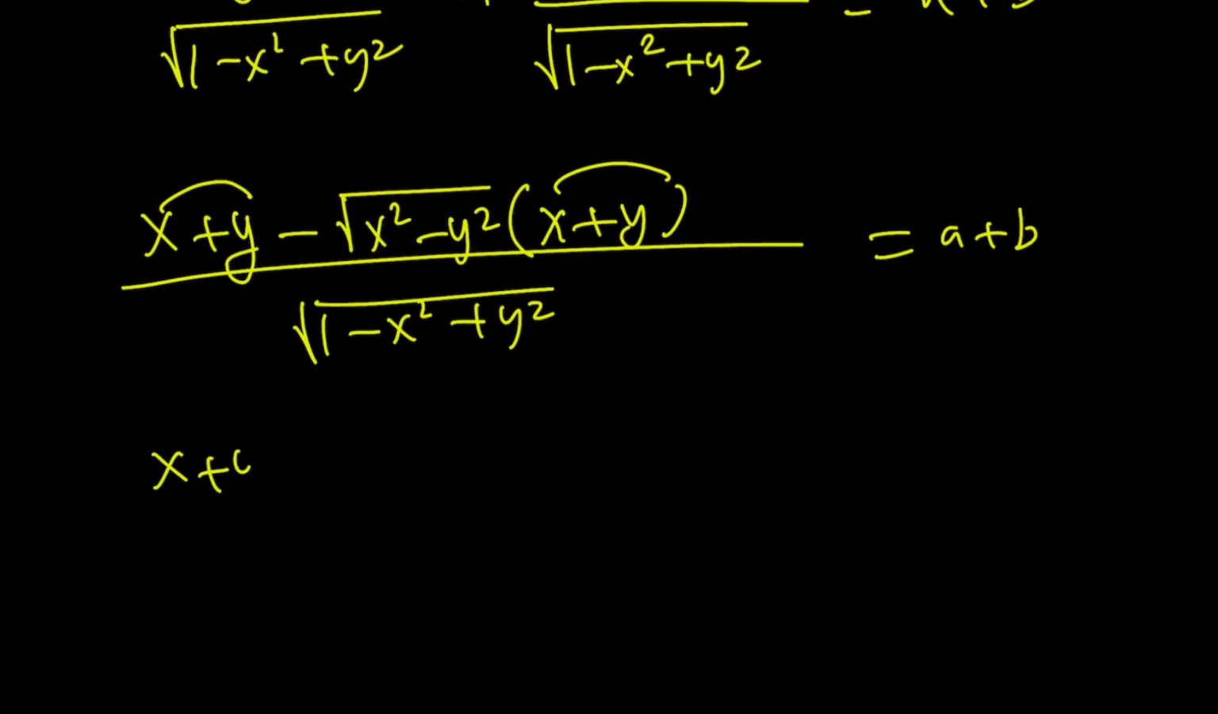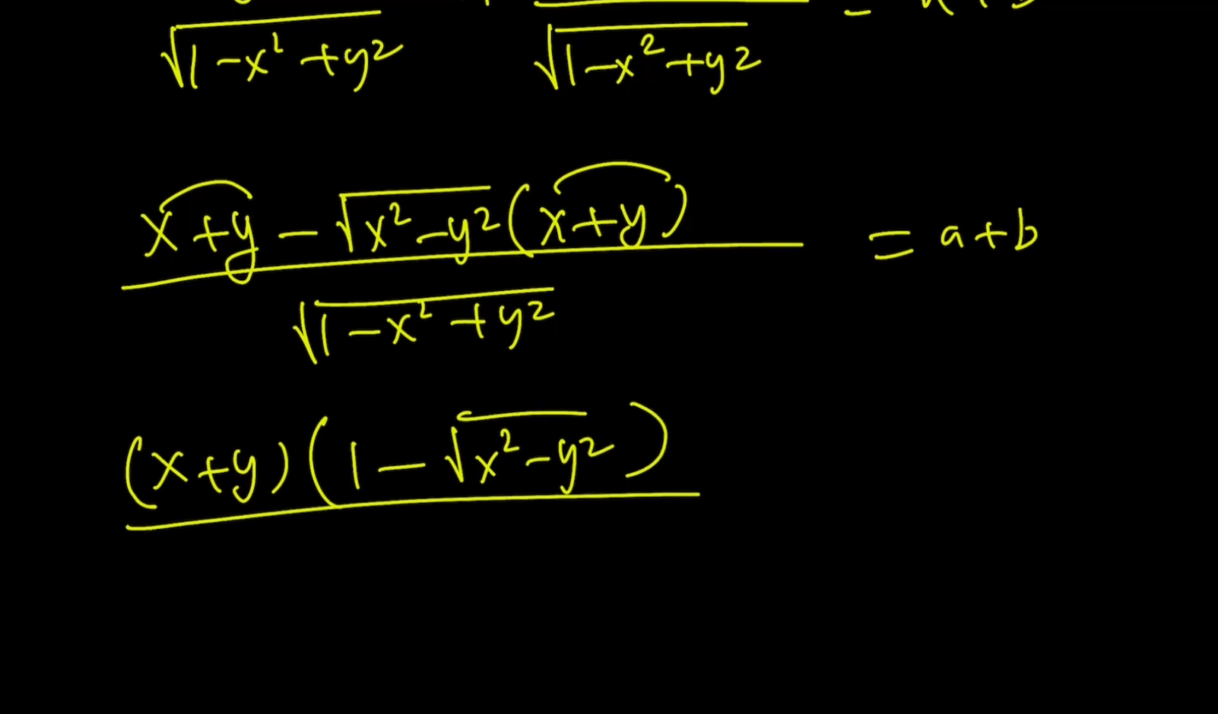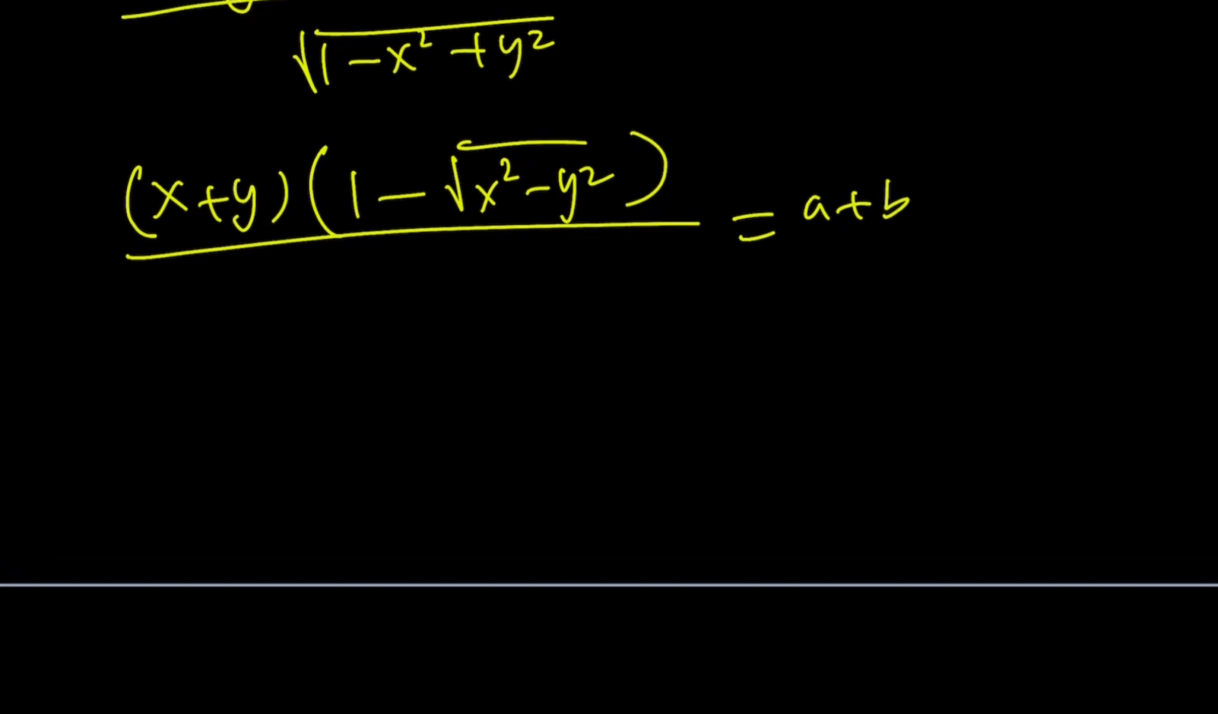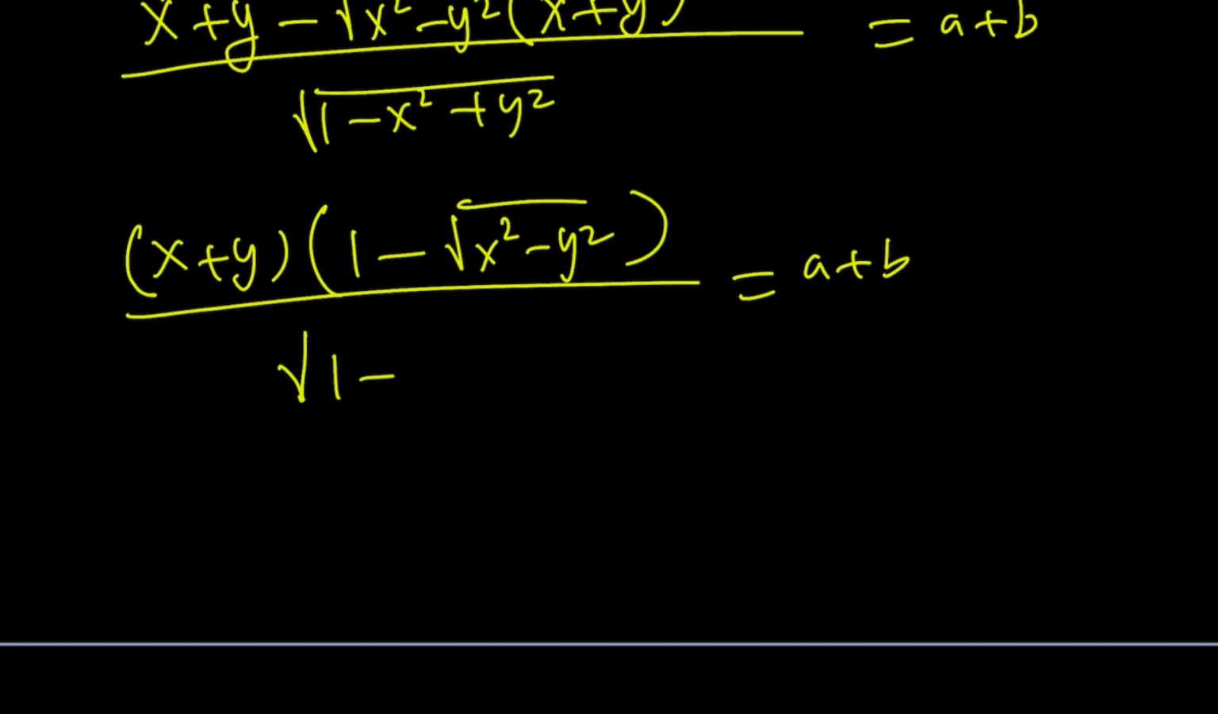If you take it out, you're going to get the following: 1 minus square root of x squared minus y squared. That is divided by the square root of 1 minus x squared plus y squared, and that is equal to a plus b. Now here's one thing that I want you to notice. I can go ahead and modify the denominator and write it as the square root of 1 minus the expression x squared minus y squared in parentheses. Now take a good look at these two expressions. This one and this one.